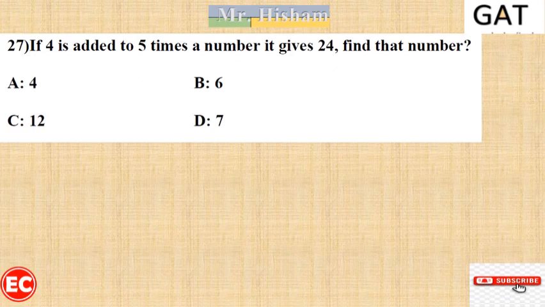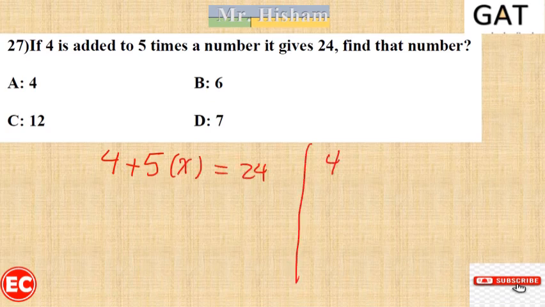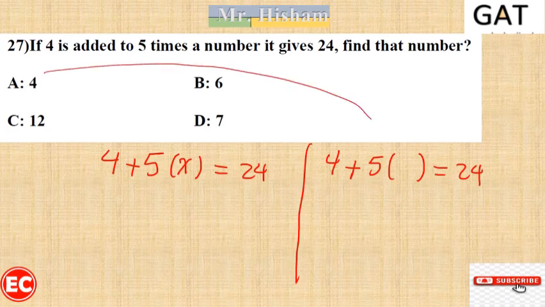If 4 is added to 5 times a number, it gives 24. Or you can say that 4 is added to 5 times a number is equal to 24. And you start by plugging in the values. For example, I add x here is 4, I add the number is 5, and so on.